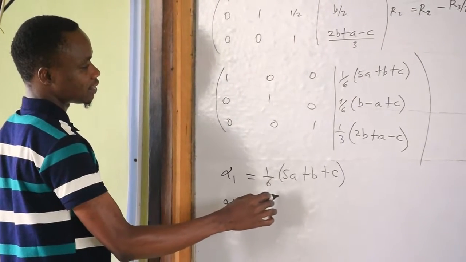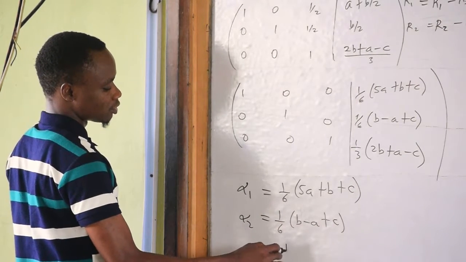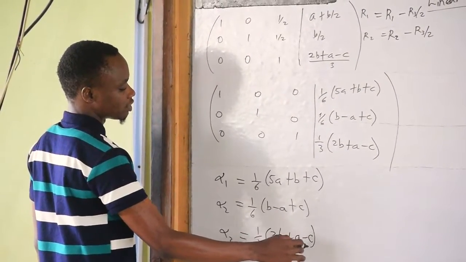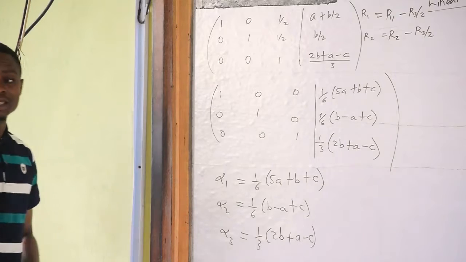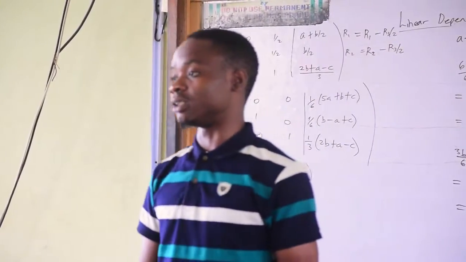Alpha 2 equals 1 over 6 into (B minus A plus C), and alpha 3 equals 1 over 3 into (B plus A minus C). Please pay attention now, pay attention. So obviously, alpha 1, alpha 2, and alpha 3 will be defined for all values of A, B, and C. Is that clear? That means for any element of the space R3, there are going to be corresponding values of alpha 1, alpha 2, and alpha 3. Does that make sense to you?